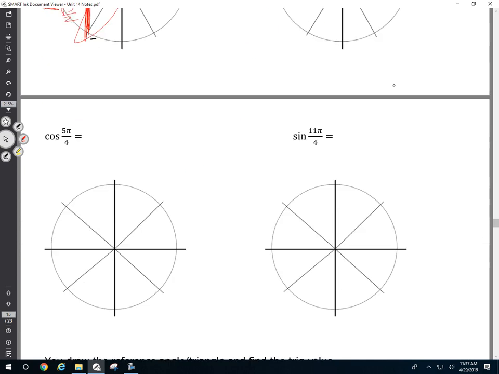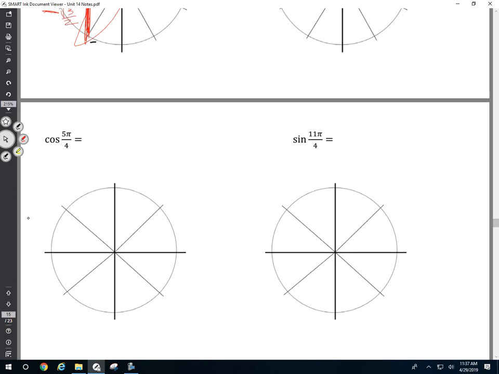I can do the same thing with pi over 4s. 5 pi over 4. 1 pi over 4 more than 4 pi over 4. It's right here. If I think about creating a 45, 45, 90 triangle, I know both side lengths are root 2 over 2. Cosine is the horizontal distance, the adjacent side to my angle. Since I'm going to the left, this is negative root 2 over 2.